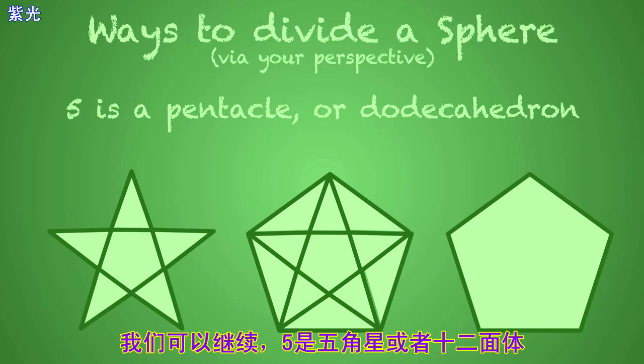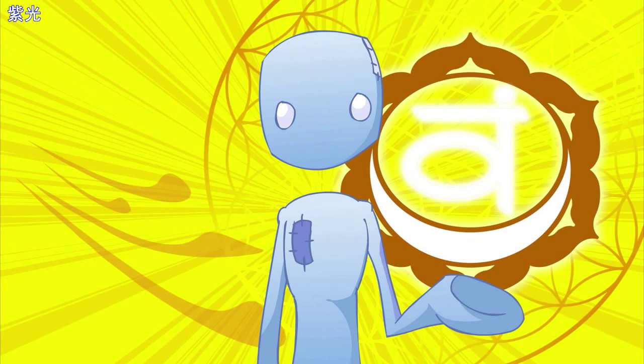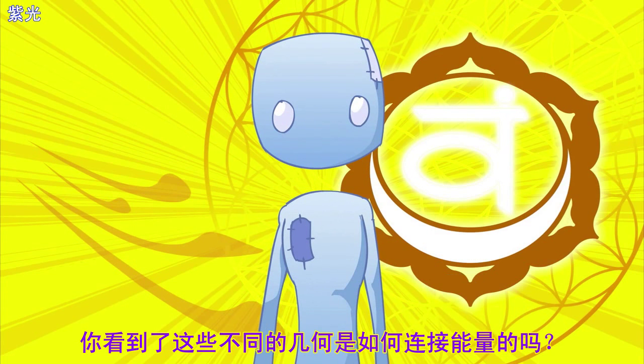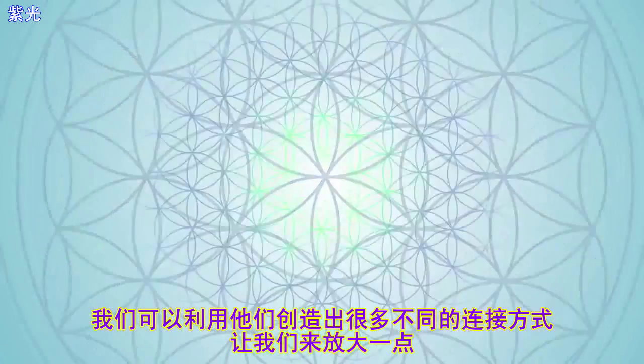We can continue. 5 is the pentacle, as well as the dodecahedron. 6 is the vector equilibrium, or cuboctahedron, which we'll talk about in a few minutes. Do you see how each geometry is connected to a different energy? There's a lot of connections here that we can make to start seeing things bigger.